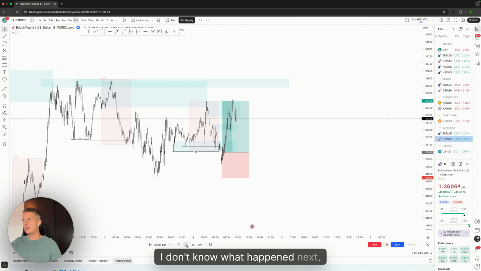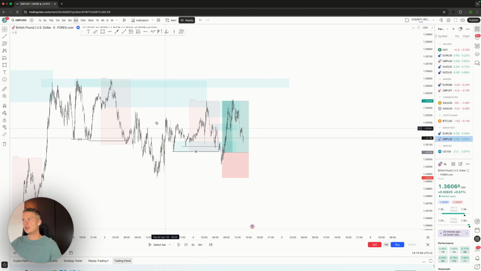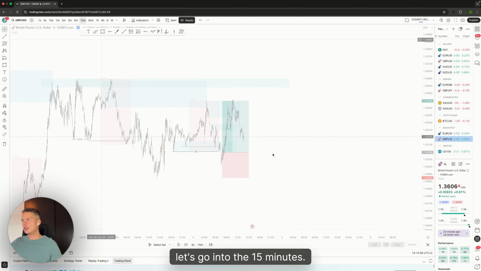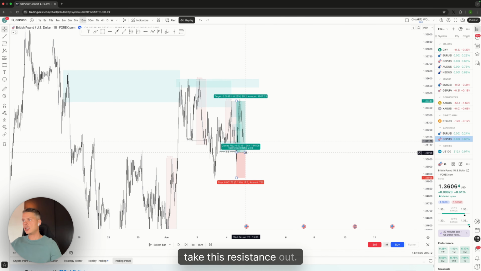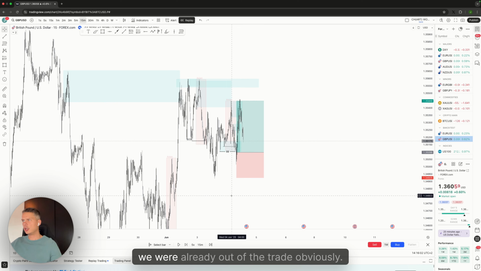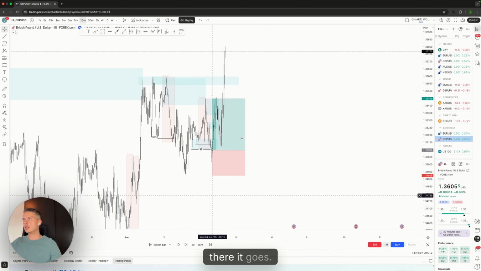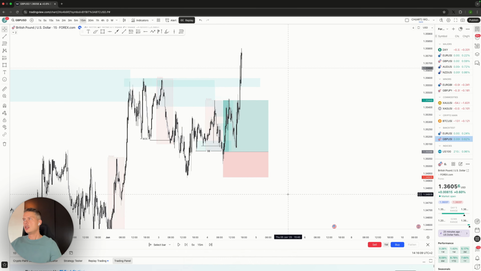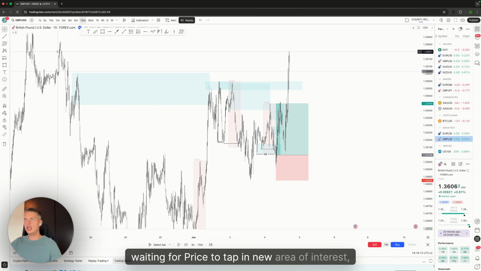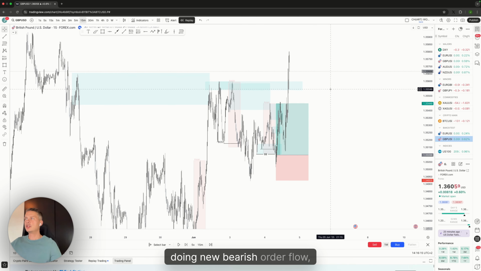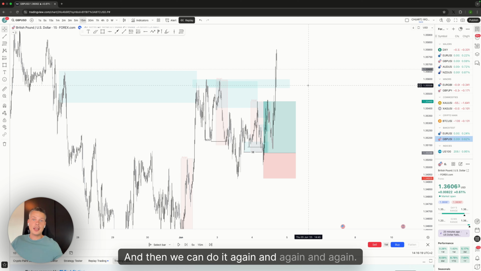I don't know what happened next, to be honest. We need to see. Wouldn't be surprised if, let's go into the 15 minutes, wouldn't be surprised if price wants to go and take this resistance out, to be honest. We were already out of the trade, obviously. Boom, there it goes. Resistance has been swept. So now the story has been completed, and now it's waiting for price to tap into a new area of interest, doing new bearish order flow, inducing new sellers, and then we can do it again and again and again.